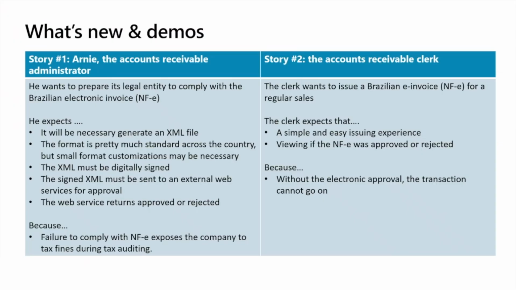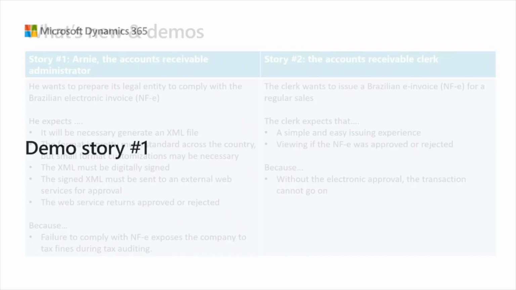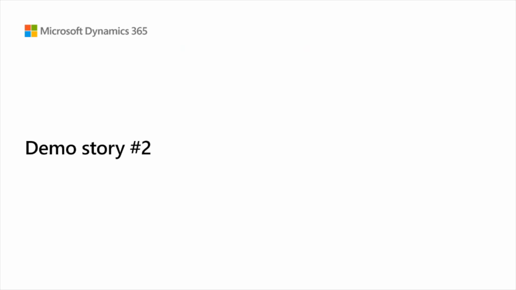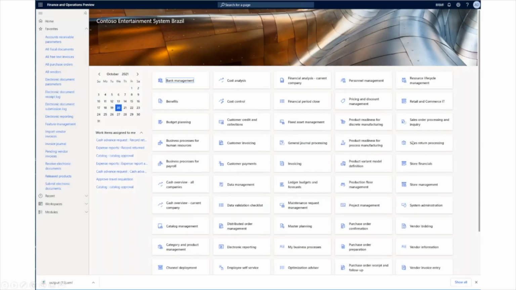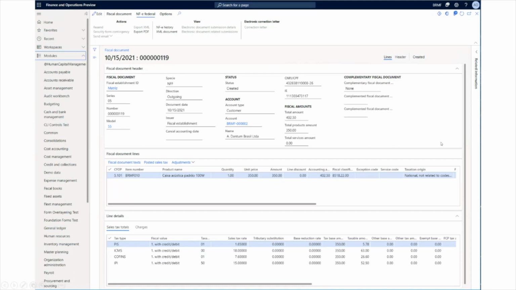So let's see, for example, how the accounts receivable clerk experience is going to be. I have some screenshots here. So now I am on FNO, on the Brazilian legal entity. The accounts receivable clerk already posted a Brazilian invoice. So this is a view of the Brazilian invoice. Notice its status is created.